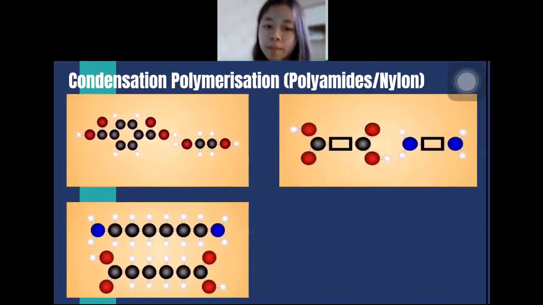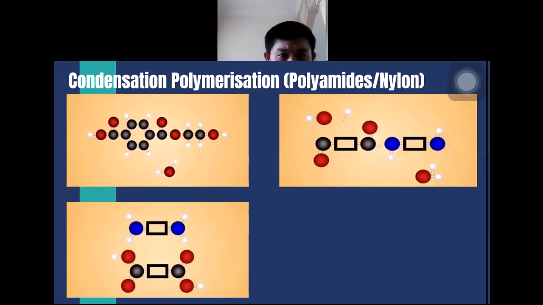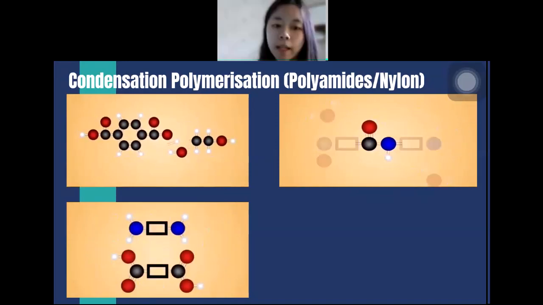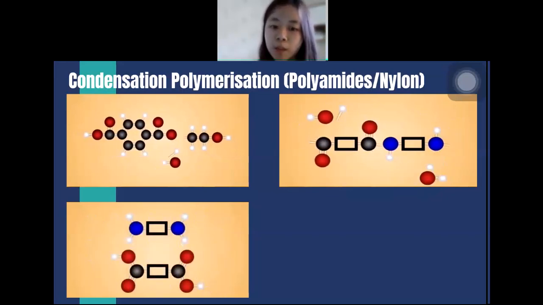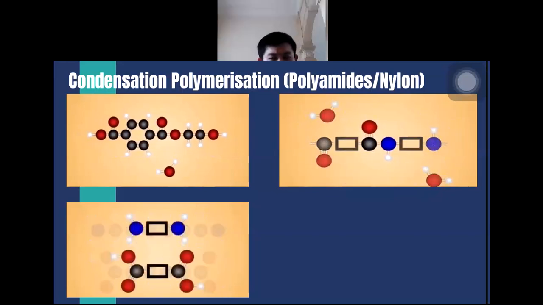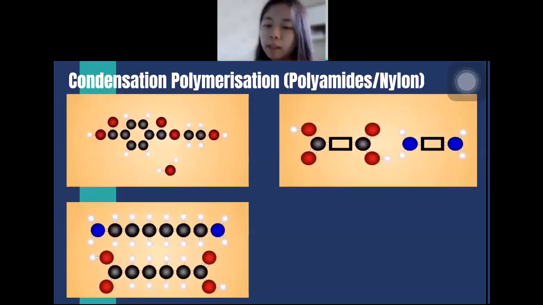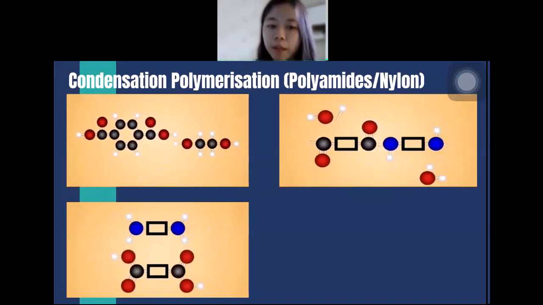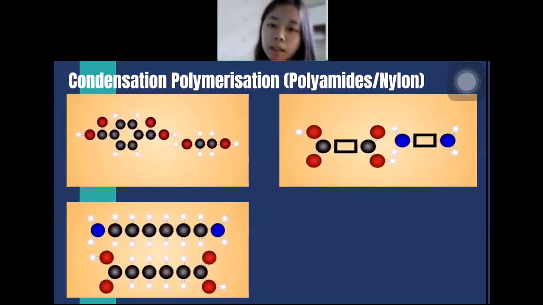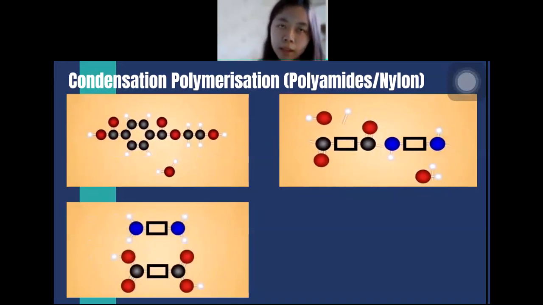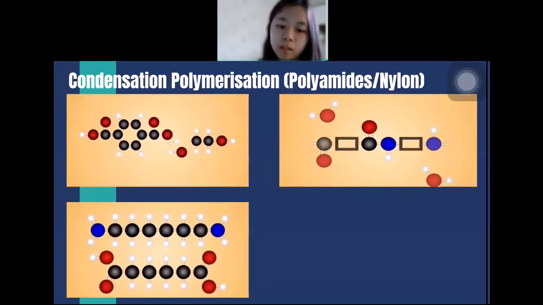Since carbon and hydrogen are the same again, it can be substituted with a rectangular block. And when a carboxylic acid group and an amine group are placed next to each other, they react to form water, which is eliminated. And then a large polymer molecule held together by amide links is formed. That's why it is called polyamide. And then nylon has many uses in the textile industry, and they're also used in engineering.